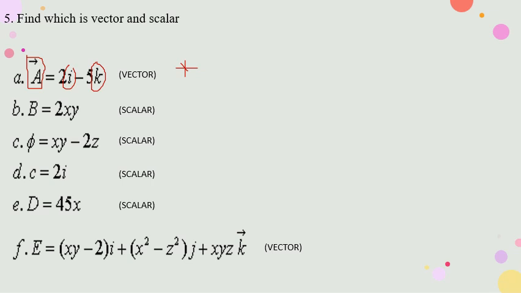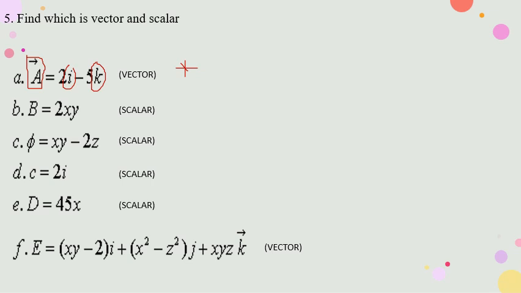So for c equals 2i, here we can say it's a scalar because it only has the magnitude. We know that a vector has both magnitude and direction, but a scalar only has the magnitude.